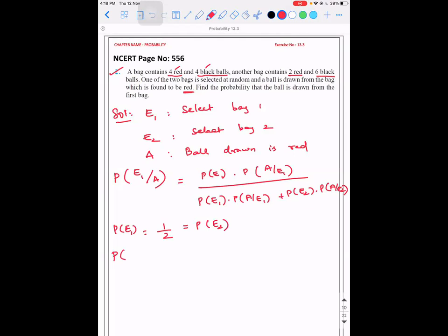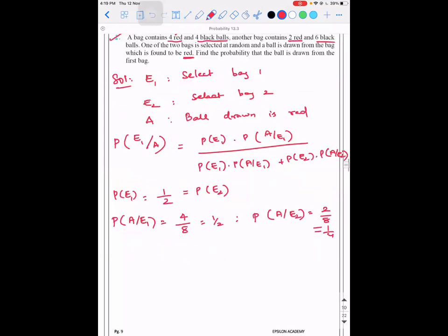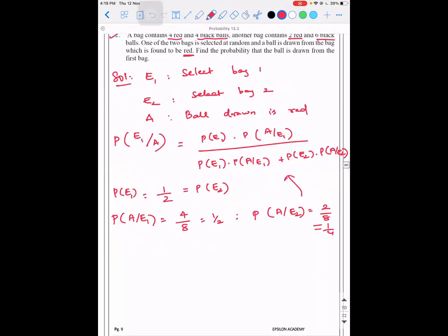What is the probability of selecting a red ball from the first bag? 4 by 8. That is 1 by 2. What is the probability of selecting a red ball from the second bag? 2 by 8. That is 1 by 4, a 25% chance. Take everything, substitute it here, you'll get the answer. For every problem, I'll do it till this step. The substitution part, you do it later.